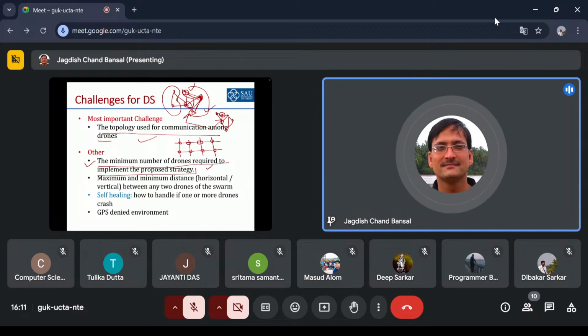A lot of mathematical calculations are required. So this is another challenge. If we can generalize, we can develop some generalized formula to decide the minimum number of drones. So the research, of course, is going on. Another challenge is the maximum and minimum distance between any two drones of the swarm.